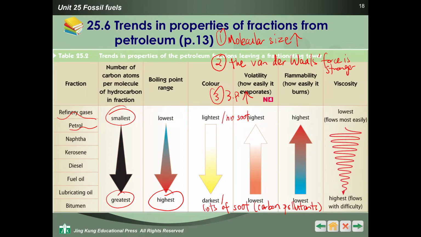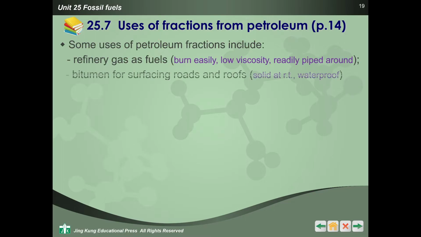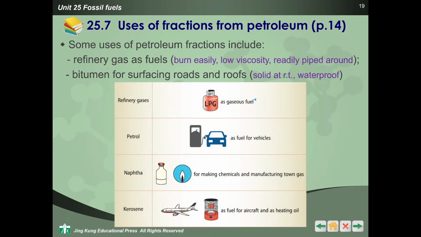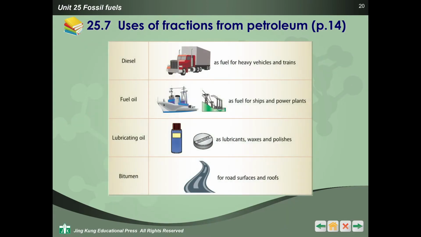Okay, and then moving on, some of the uses of these fractions. As I told you, the ones that have a lower number of carbon atoms have a higher demand because they're primarily used as fuels. You can see that they can be used as gaseous fuel in your vehicles. Naphtha is also used quite often for manufacturing town gas. We'll learn that later on. But the lubricating oil and bitumen are not really as high of a demand, but obviously they still have their uses. This part on their uses, please make sure you're also familiar with it.